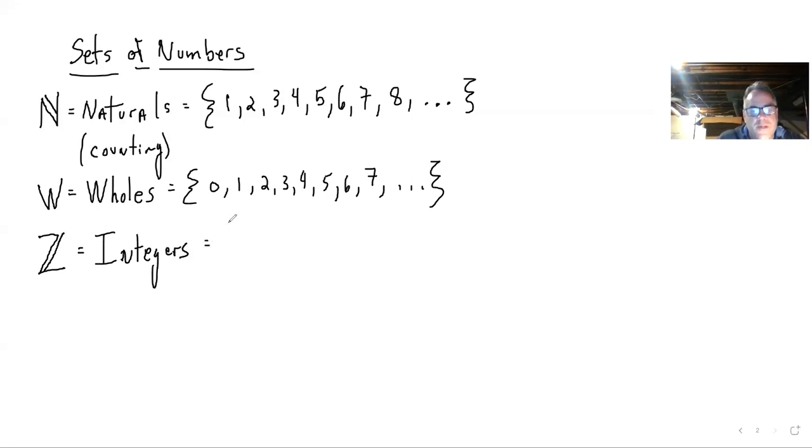Now, for the set of integers, I can use a listing method. It's going to be all the negative counting numbers, so I'm going to show ellipses coming from that direction. Go -3, -2, -1. So it's all the negative counting numbers, and throw in the wholes. All of those would be what we call the integers.